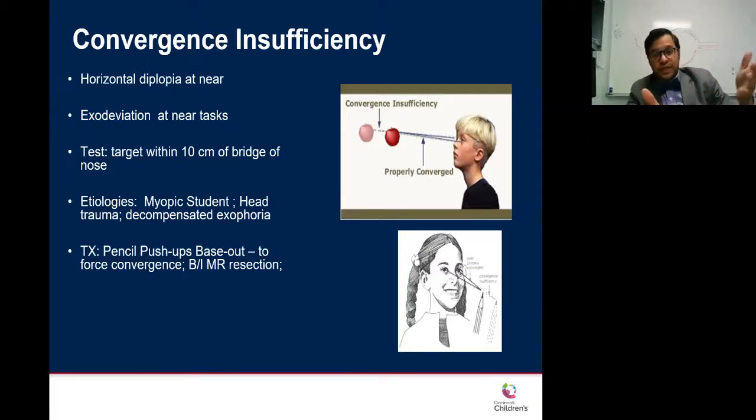The way we treat this, and the easiest thing to do, is what we call pencil push-ups. You take a pencil or anything, but usually it's called pencil push-ups. So you get a pencil with an eraser at the end, and you have them bring it far where they're not double, and then you bring it in close, and they're just working their muscles. This is the one situation where vision therapy, in terms of exercising their muscles, helps and actually improves their situation.